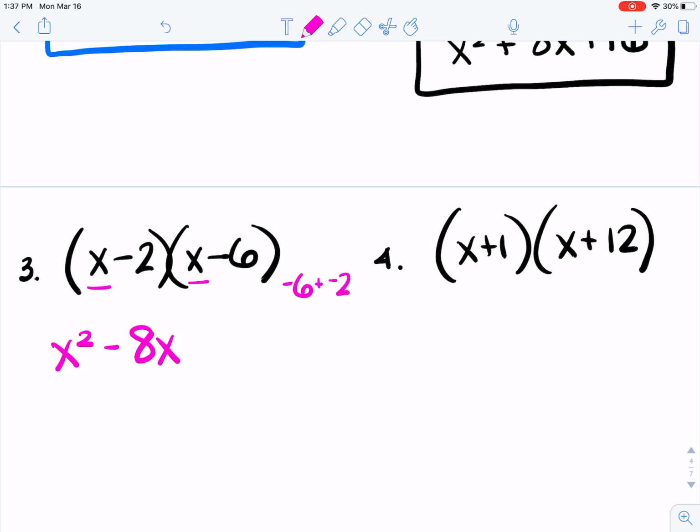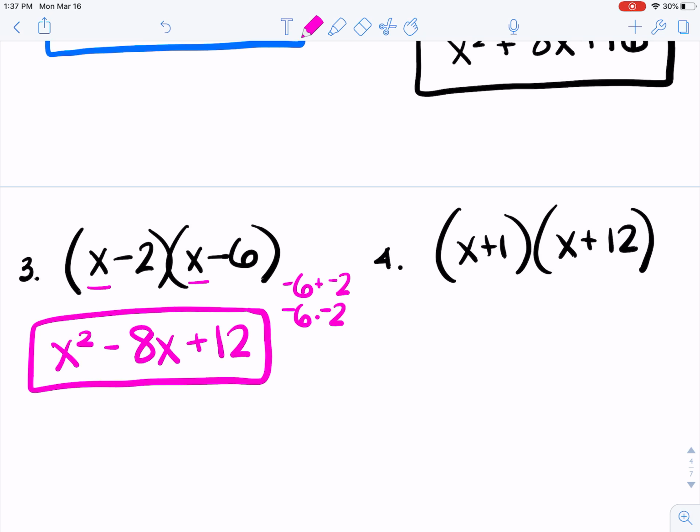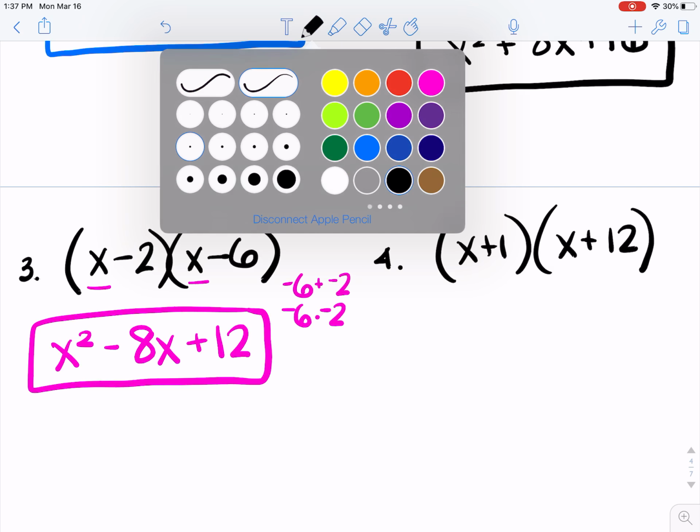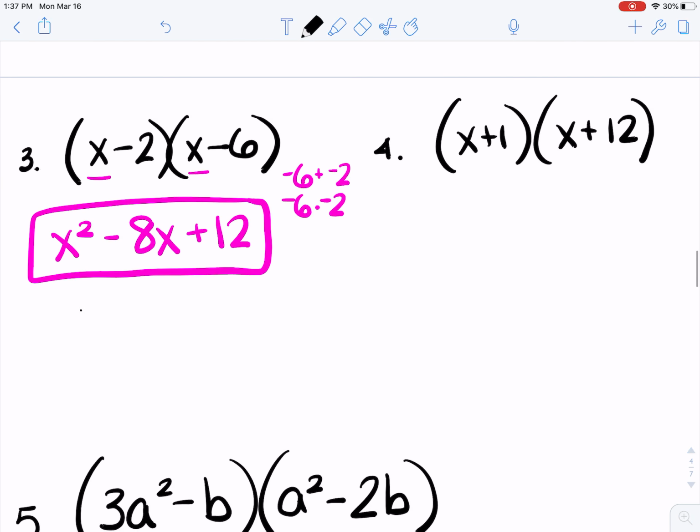And lastly, you would multiply the last two terms. Negative 6 times negative 2 gives me positive 12. And that would be my answer if you wanted to do a shortcut. If you're uncomfortable with the shortcut, then you simply go back to foiling the problem step by step.